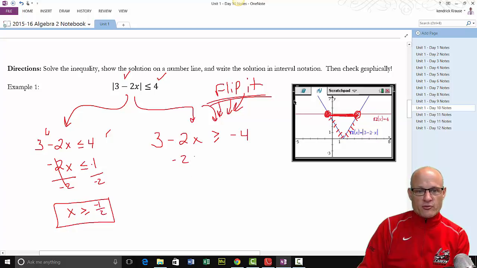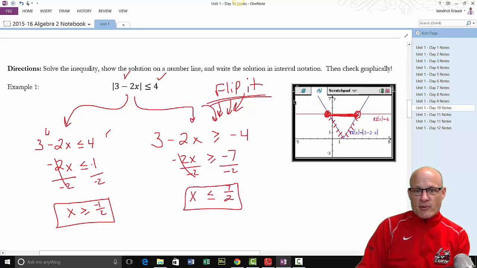And over here, we're going to solve. So negative 2x is greater than or equal to negative 7. Divide by negative 2. Again, I'm dividing by a negative, so I have to switch the sign again. X is less than or equal to 7 over 2.